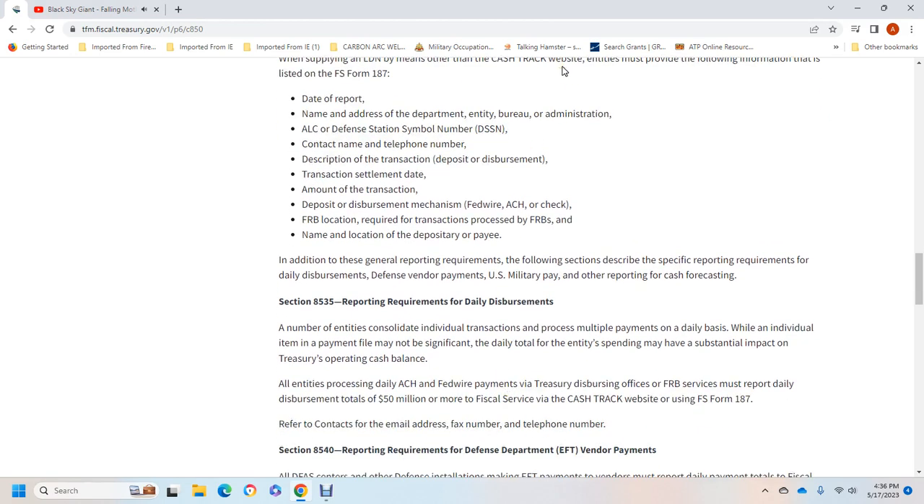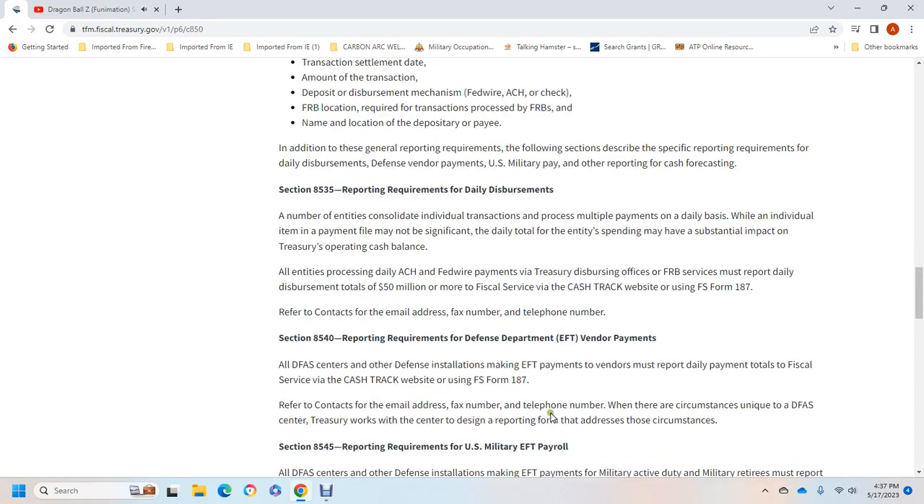Section 8535, reporting requirements of daily disbursements. The number of entities consolidate individual transaction processes, with many multiple payments on a daily basis. The individual payment file may not merit significant daily total initial spending with a substantial impact on the Treasury operating cash balances. All in these processes, daily Automated Clearing House, FedWire, prior payment to Treasury, to disperse all the Federal Reserve Bank must report daily disbursements of $50 million or more via the Cash Track website, FS Form 187. Further, the contacts, email address, fax number, and telephone numbers.